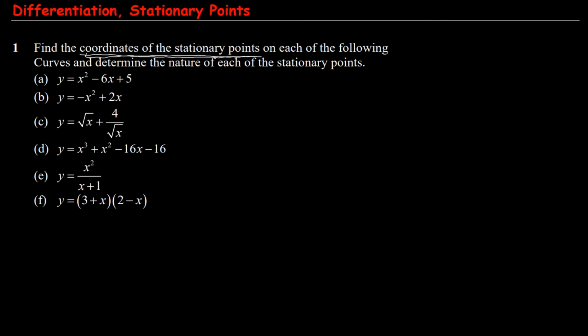Let me draw a curve, then you would understand what the stationary point stands for. Say in a quadratic curve, if we draw a quadratic curve with a maximum point, the point where the curve turns is called the stationary point or turning point. This is the stationary point.